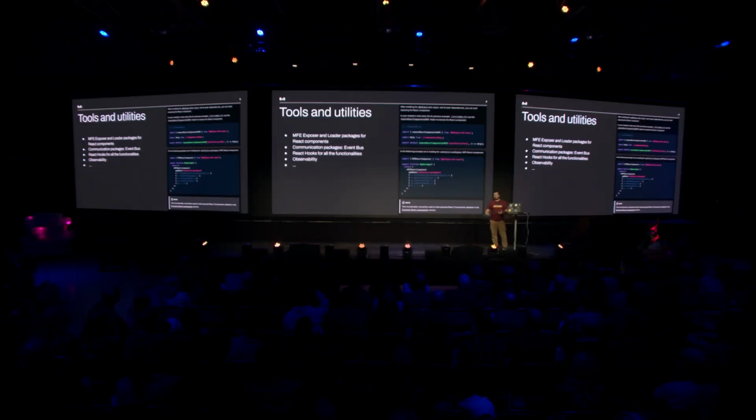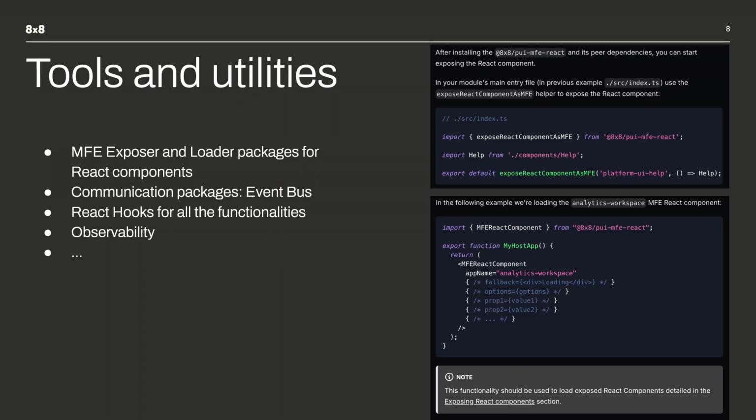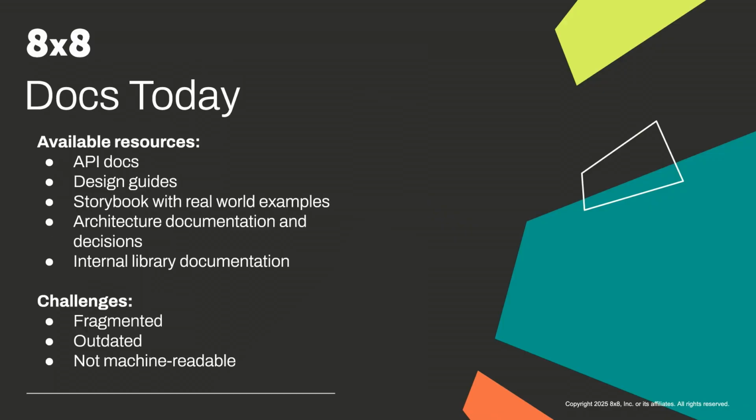Tools and utilities. Since we've implemented this micro front-end architecture, we need to have a list of tools for how other developers can expose their micro frontends, how the micro frontends can be loaded, how they can communicate between each other. We are using a system named Event Bus, which is based on the browser's native Broadcast Channel API. We have a lot of hooks implemented just to expose the functionality provided by the shell, observability, and so on. But this is a lightning talk.